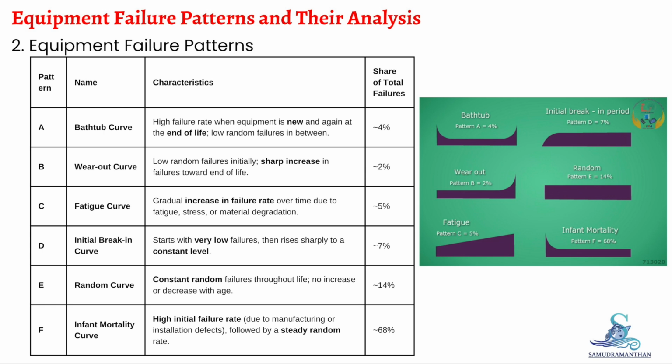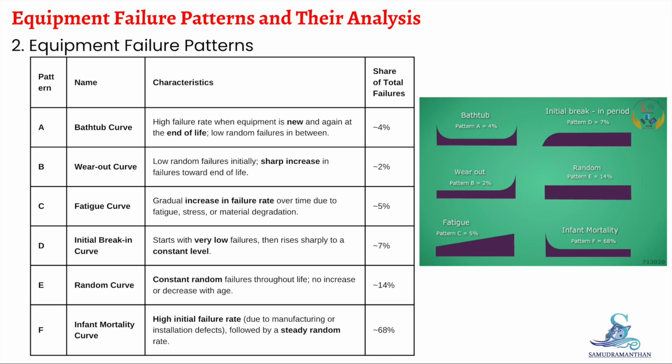Pattern A is called the bathtub curve. It shows a high failure rate when the equipment is new and again a high failure rate at the end of its life. In between these two stages, there is a period of low random failures. This pattern represents about 4% of all equipment failures. Early failures are usually due to manufacturing or assembly issues, while end of life failure occurs due to wear and deterioration.